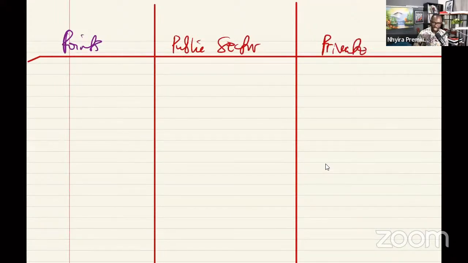So let's go. We're going to put the points here. We're going to put public sector here, and then private sector here. I need 5 points: differences between public sector and private sector. Yes, what are the differences between public sector and the private sector?